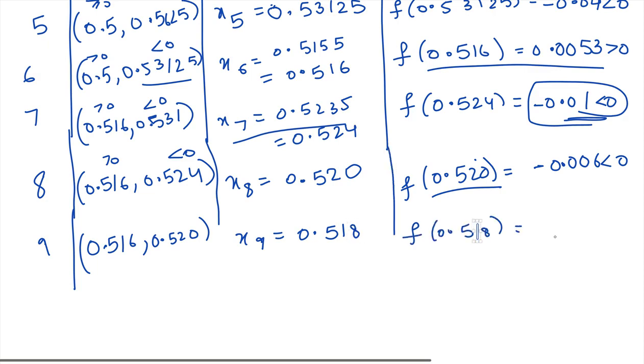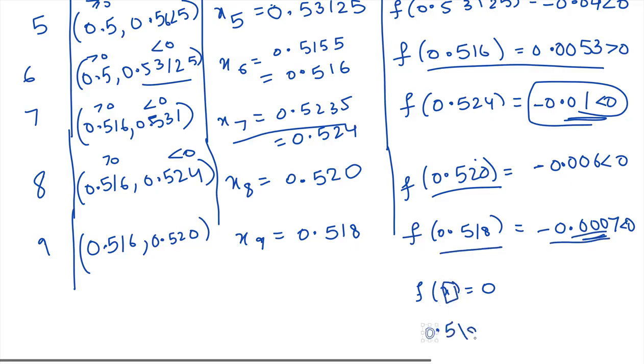Now f of 0.518 is minus 0.0007, which is less than 0. But one thing to notice here is for 3 decimals it's 0 only, right? 0.000 is nothing but 0. If some value f of x is giving us 0, that means this x is the root. So this is giving us 0, rounding to 3 decimals. So we can say that 0.518 is the root of cos x minus x e power x.